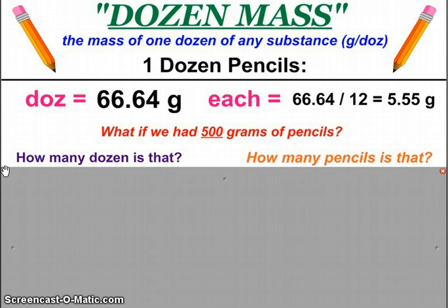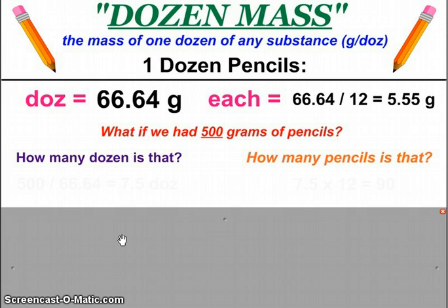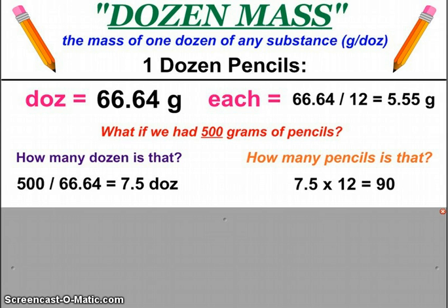So how can I figure out how many dozen is that? You're right. Take your 500 grams, divide it by how much a dozen is. So when I do that, I see that it is 7.5 dozen. How many pencils is that? Of course. 7.5 times 12 is 90.